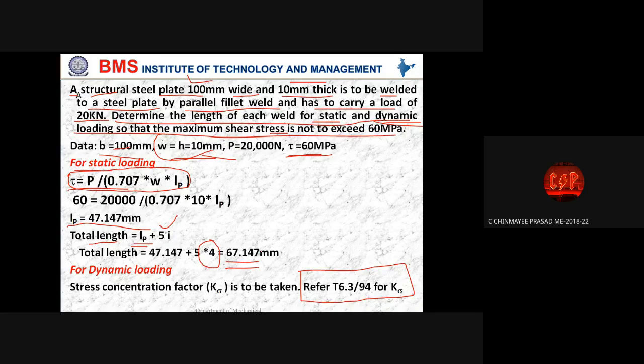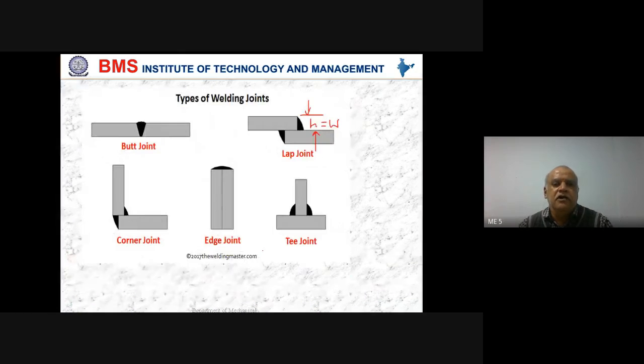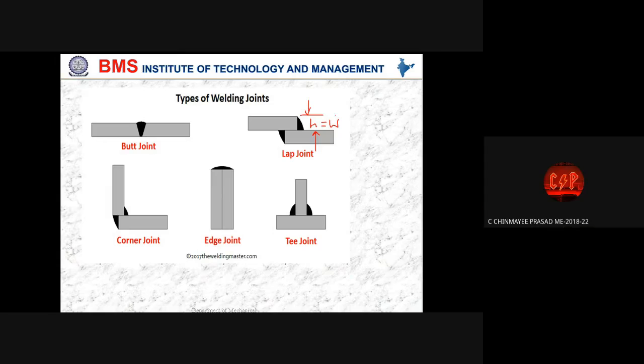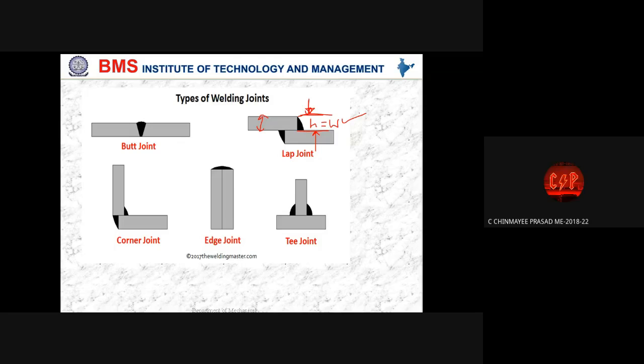Sir, I didn't understand how you took W equal to H. Can you see the sketch now? Yes, sir. The weld size W is equal to the thickness of the plate over here, this distance. So when the thickness of the plate is given, we can take it as equal to the weld size. Okay, sir, got it.